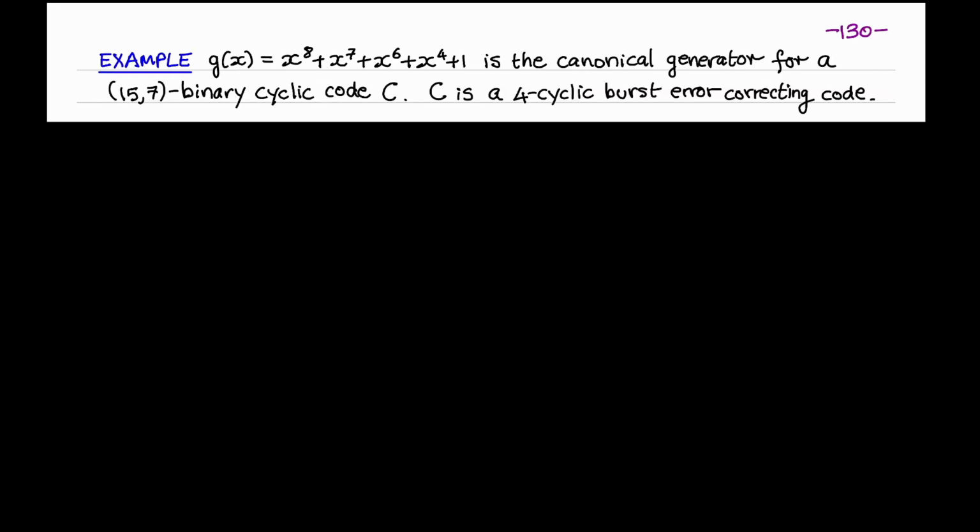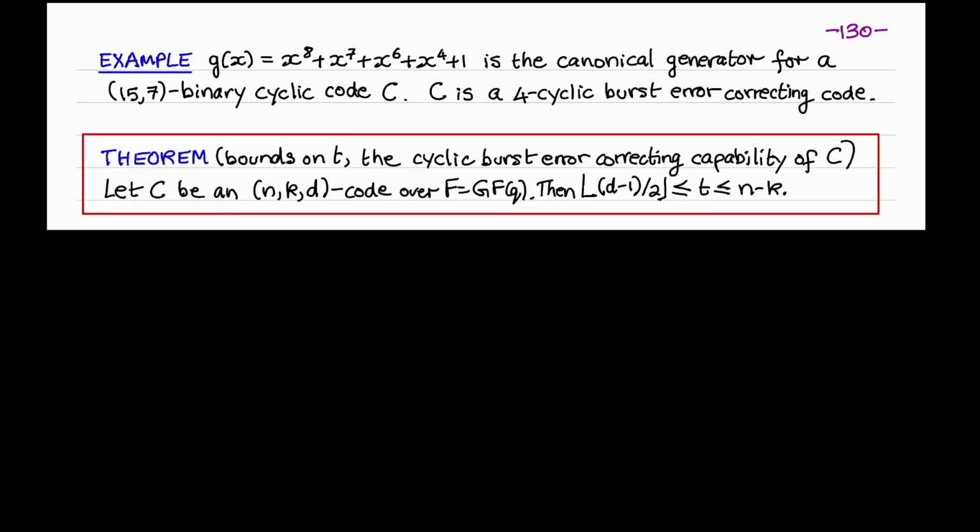Here's a second example. This polynomial g(x) of degree 8 is a canonical generator for a [15,7] binary cyclic code, which I'm calling C. The code C is a 4 cyclic burst error correcting code, as can be verified with a very tedious hand calculation. This is better done with a computer program. We next have a theorem that gives us an upper bound and a lower bound on the cyclic burst error correcting capability of a code.